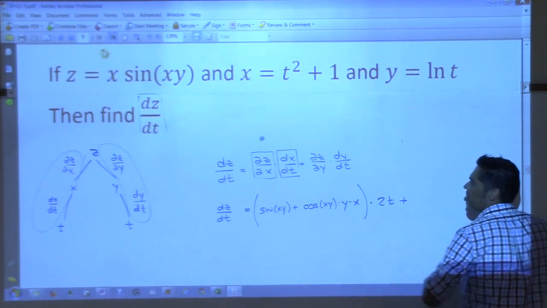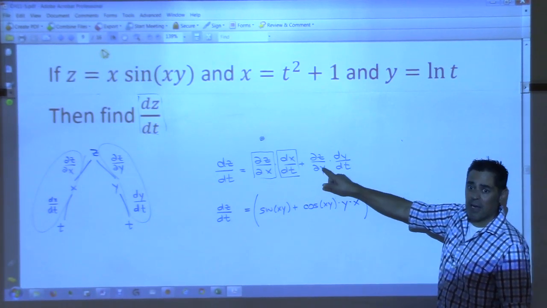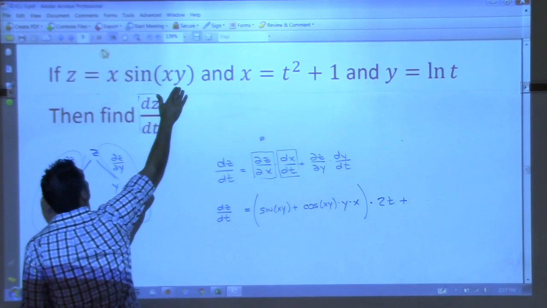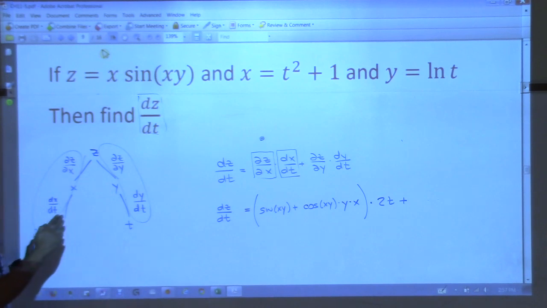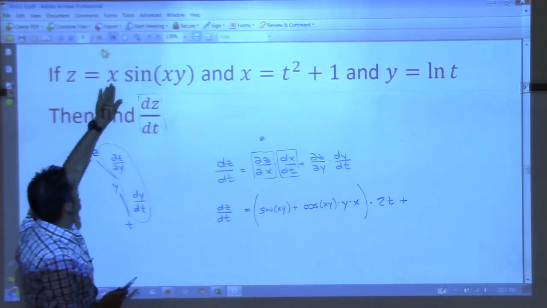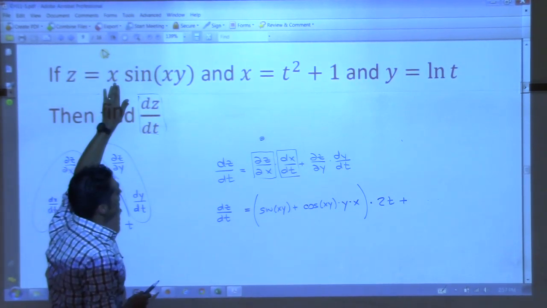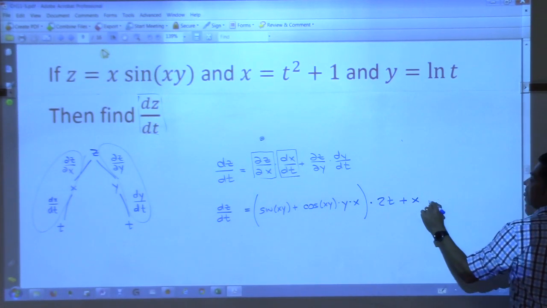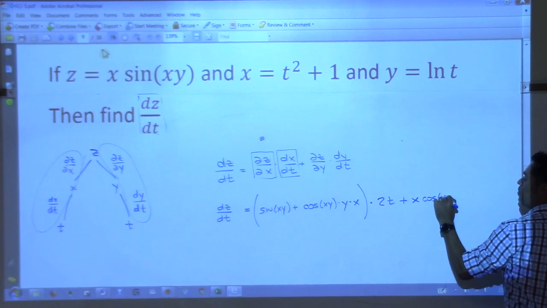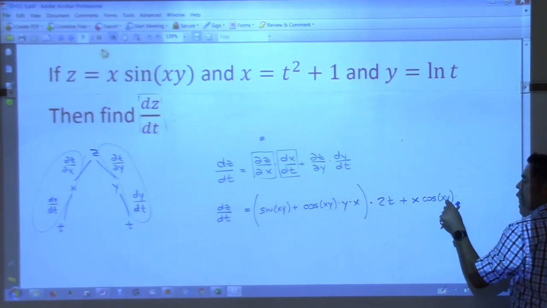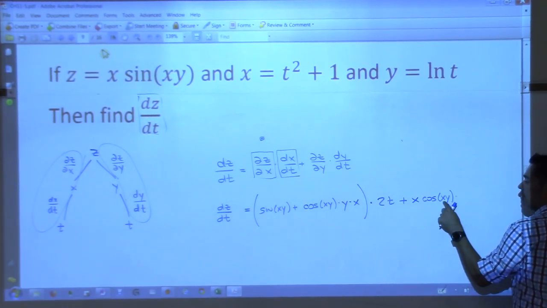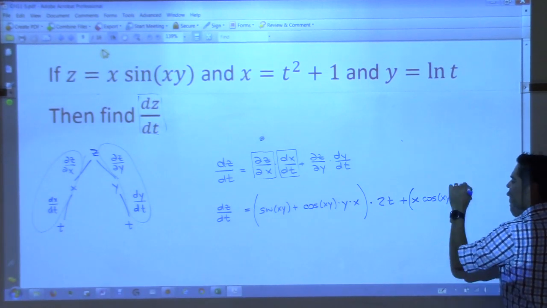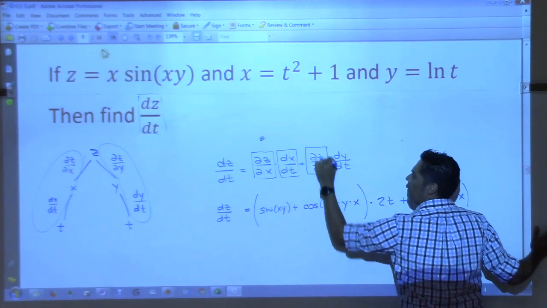So I say plus. Now I take the partial of z with respect to y. So I need to come back here and take the derivative of this with respect to y. Now I don't have to do the product rule, right? Because I'm holding x to be constant, so that's just a constant. So what do I get here? x cosine of xy times the derivative of what's in here with respect to y, just x. Okay, so that right there is this.